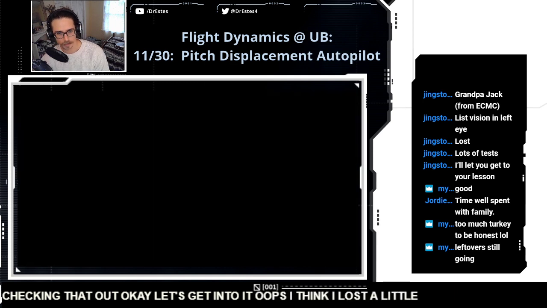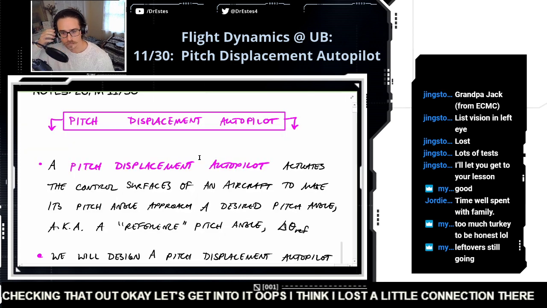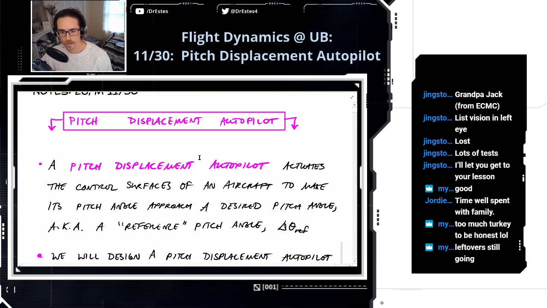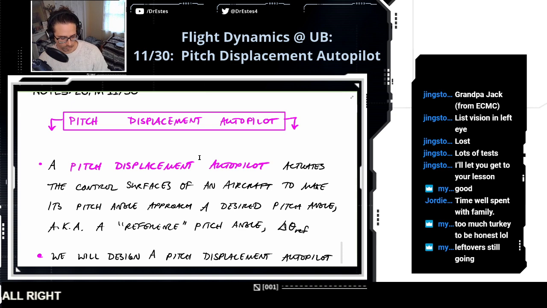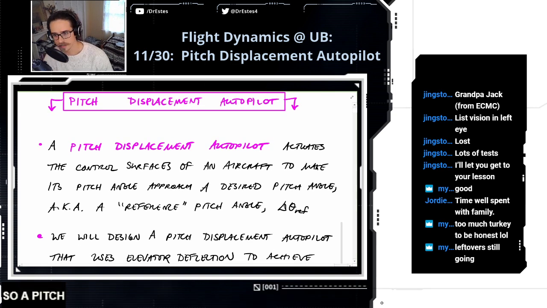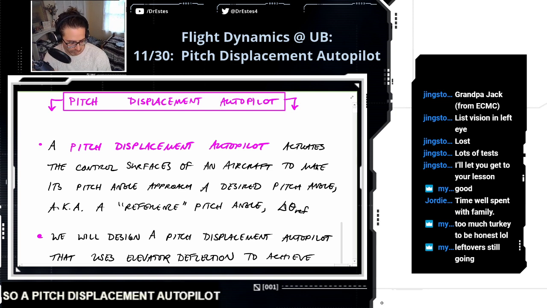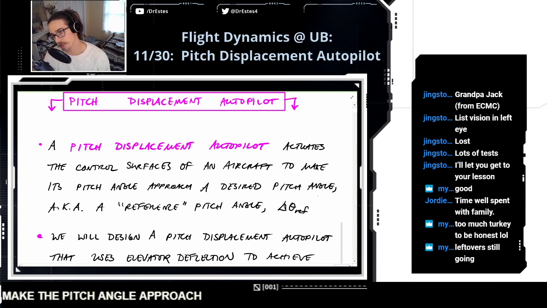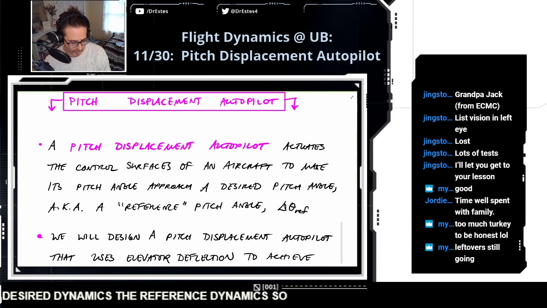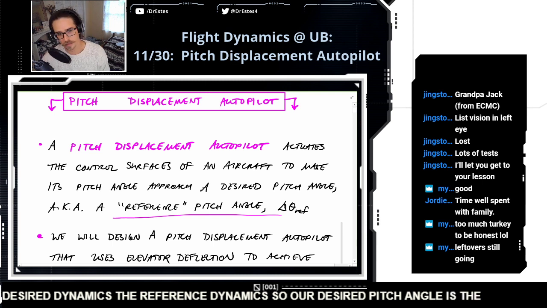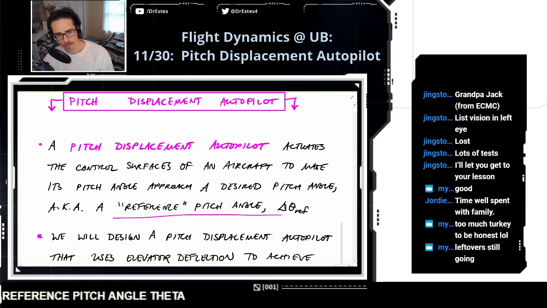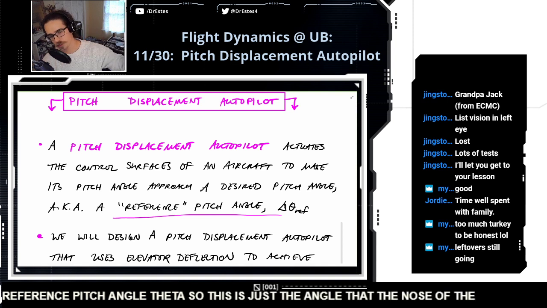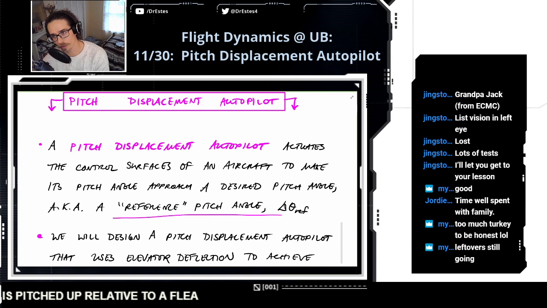Whoops, I think I lost a little connection there. All right. So, a pitch displacement autopilot actuates control surfaces of an aircraft to make the pitch angle approach a desired pitch angle. And in controls, we'll call any desired dynamics the reference dynamics. So our desired pitch angle is the reference pitch angle, theta. So this is just the angle that the nose of the aircraft is pitched up relative to a flat earth.